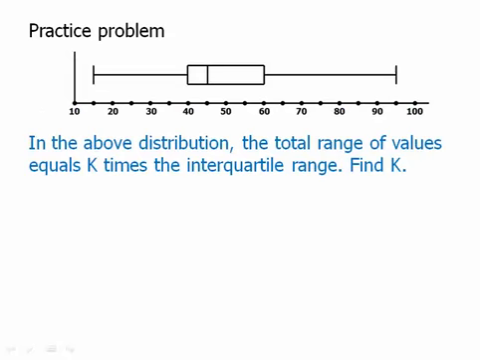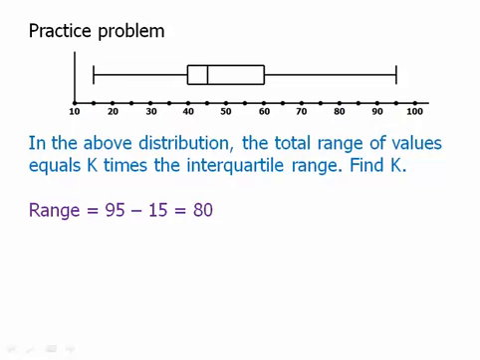Here's a practice problem. Pause the video and then we'll talk about this. Okay, in the above distribution, the total range of values equals k times the interquartile range. Find k. Well, fortunately we can read everything here. The minimum appears to be around 15. The max appears to be around 95. So 95 minus 15 is 80. That's the range, max minus min.